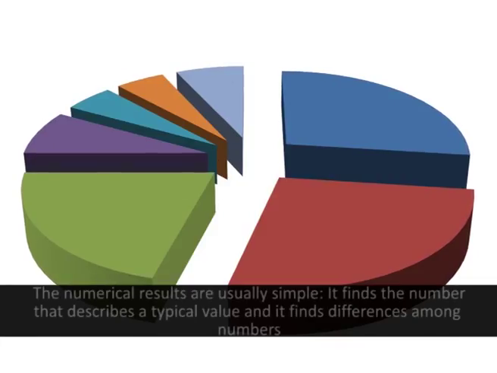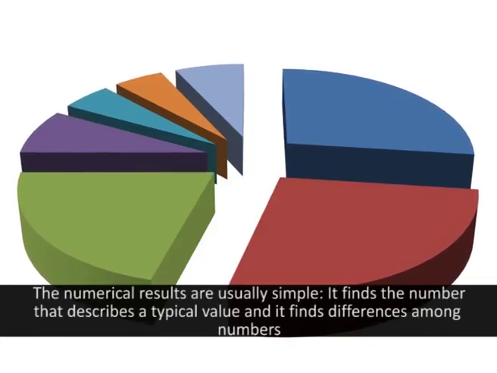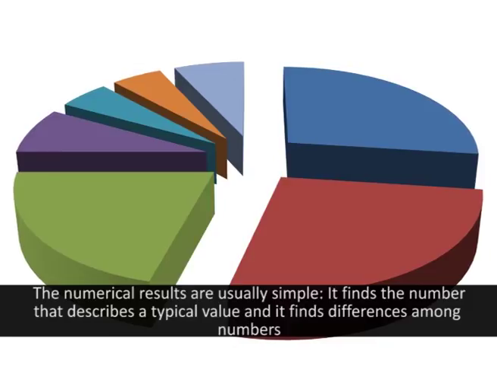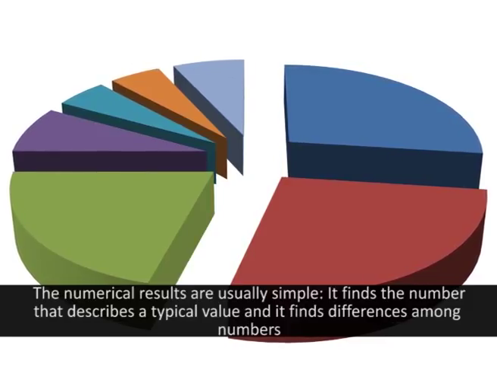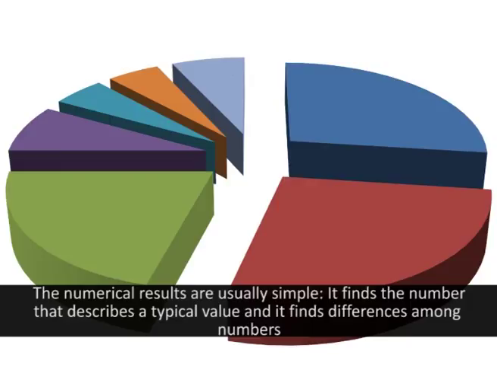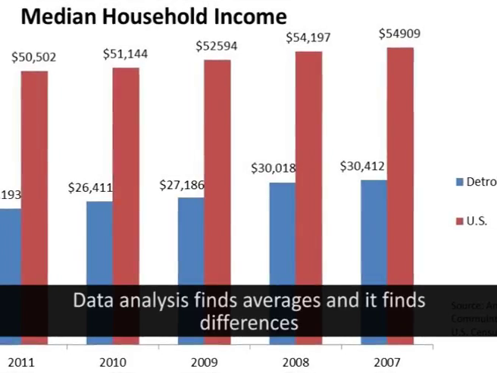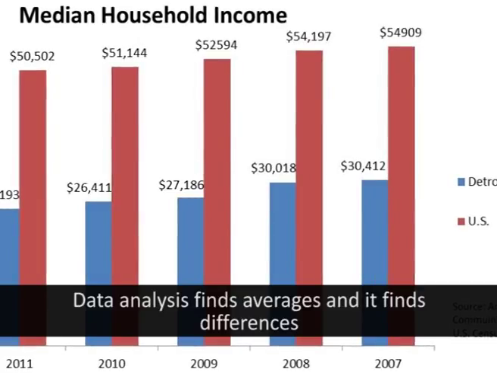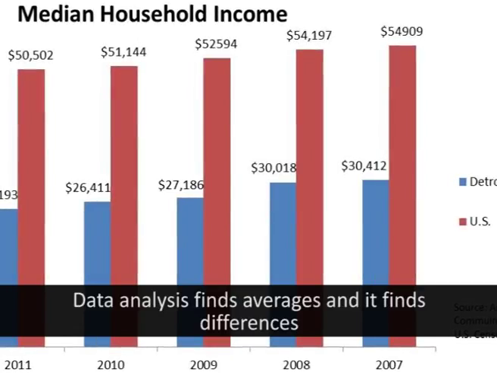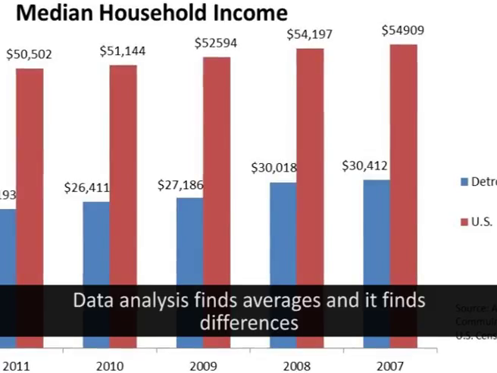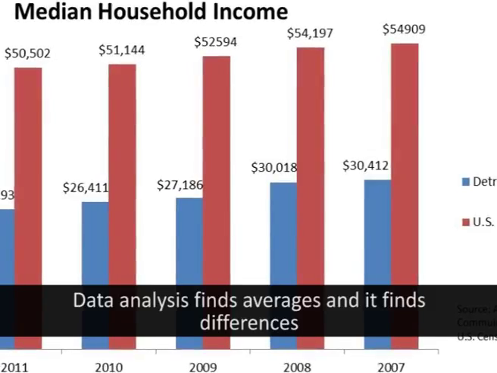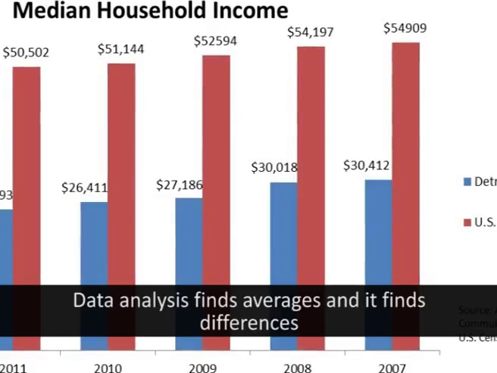The numerical results provided by a data analysis are usually simple. It finds the number that describes a typical value, and it finds differences among numbers. Data analysis finds averages, like the average income or the average temperature, and it finds differences, like the difference in income from group to group or the differences in average temperature from year to year. Fundamentally, the numerical answers provided by data analysis are that simple.